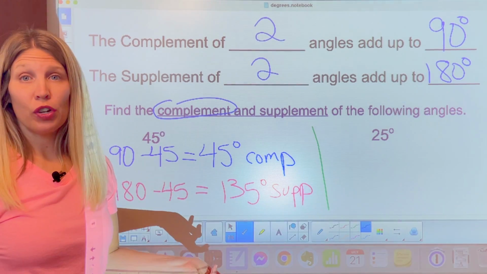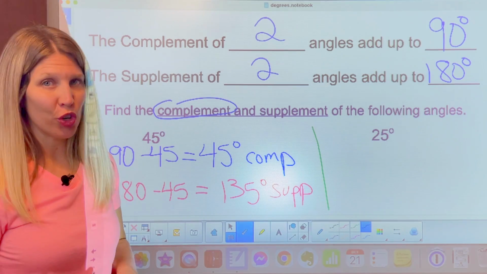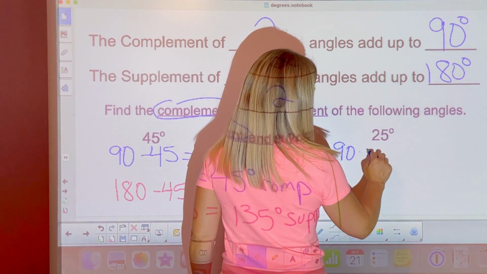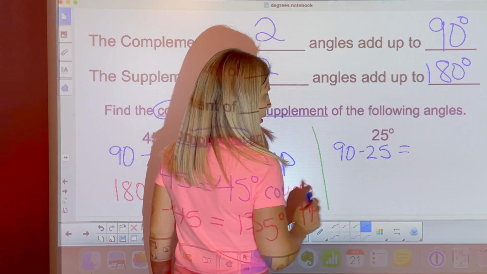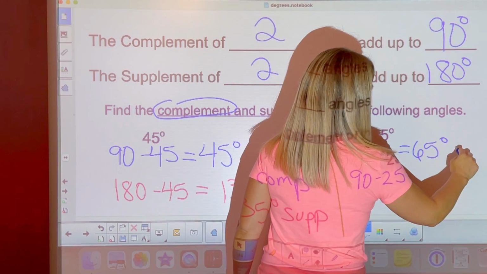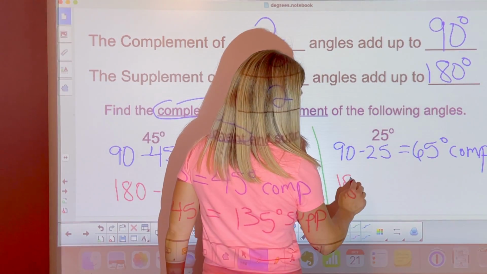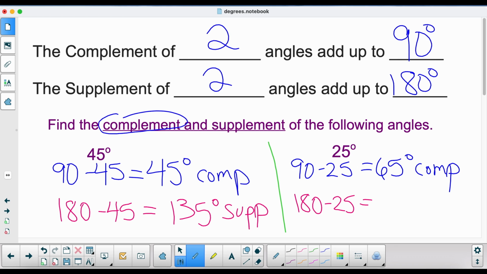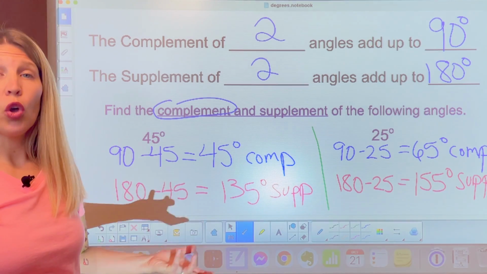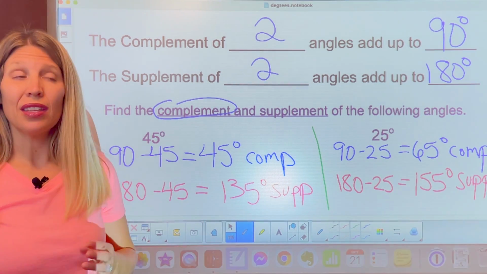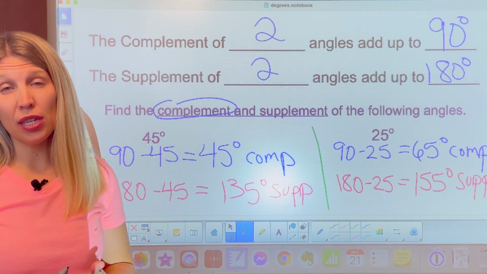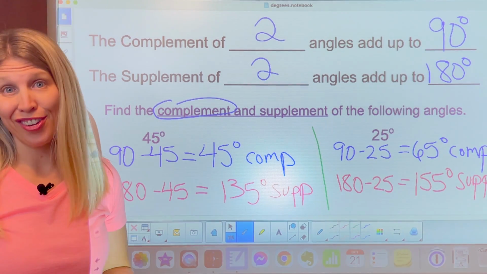Now let's try it for 25 degrees. Again, the complement, they're going to add up to 90 degrees. So we just do 90 degrees minus 25 degrees, and that's going to get us 65 degrees, and that's going to be your complement. So now let's do the supplement. Again, the supplement is going to be 180 minus 25, and that's going to equal 55 degrees, and that'll be your supplement. So these ones are pretty simple. All you're doing is you just have to remember that the complement is when they add up to 90 degrees, and the supplement is when they add up to 180 degrees.